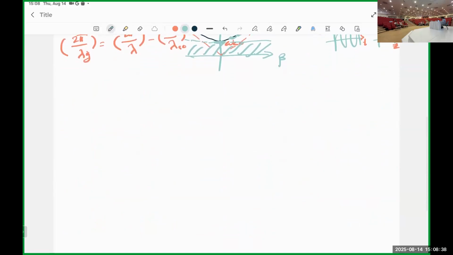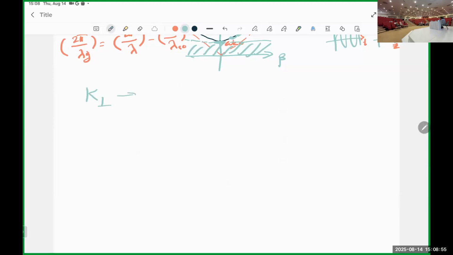Now, maybe I can add one thing: the cutoff frequency or cutoff wave number, which I always think about as geometry related. It's related to the geometry, right?